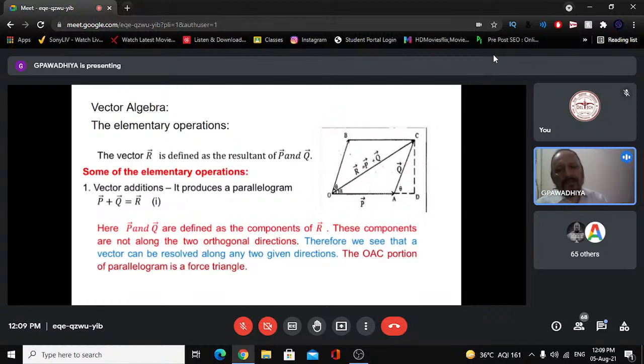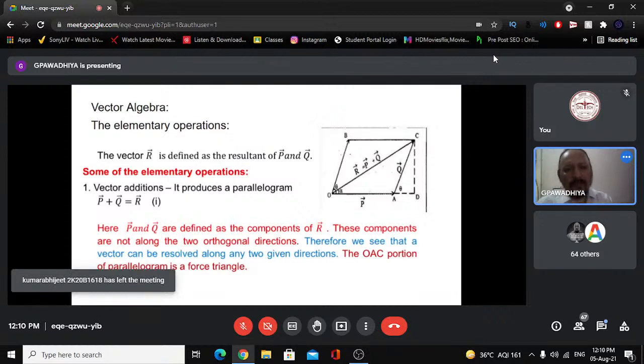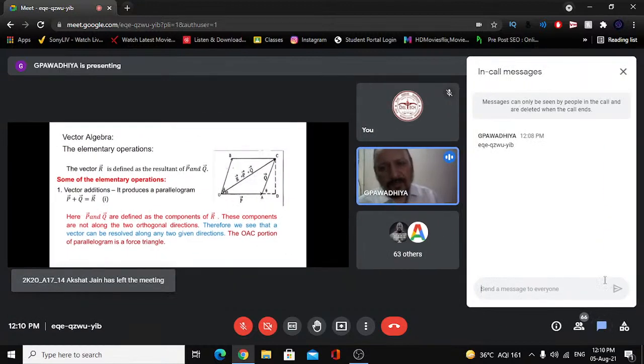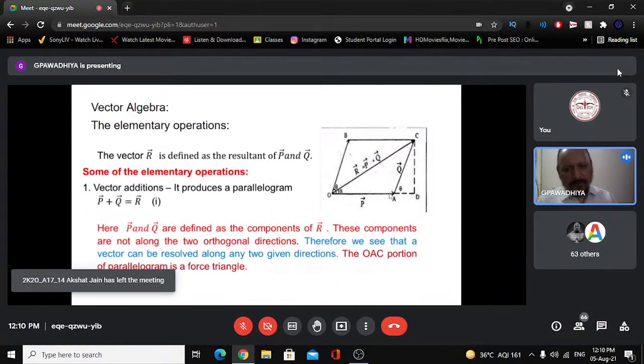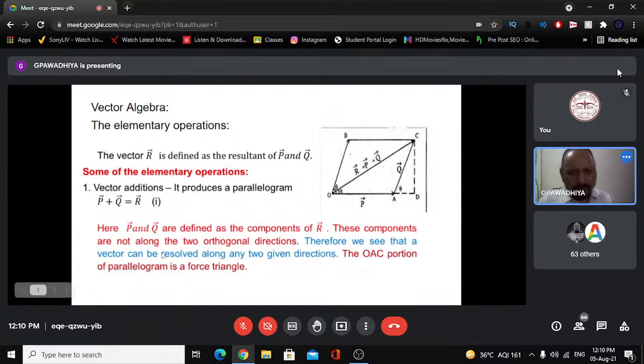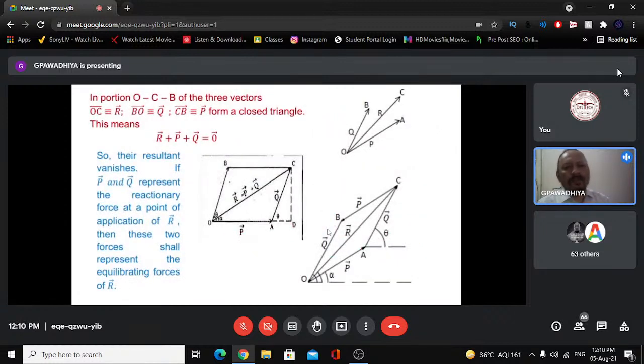Suppose we have two vectors P and Q. We want to find the resultant. Then we can create the parallelogram, and the resultant will be the vector sum of P and Q. And we did discuss the derivation of this particular relation. Here, if you look at this figure, there are two triangles. One is OAC, another is OCBO. Let's come back to O. So OACO and OCBO.